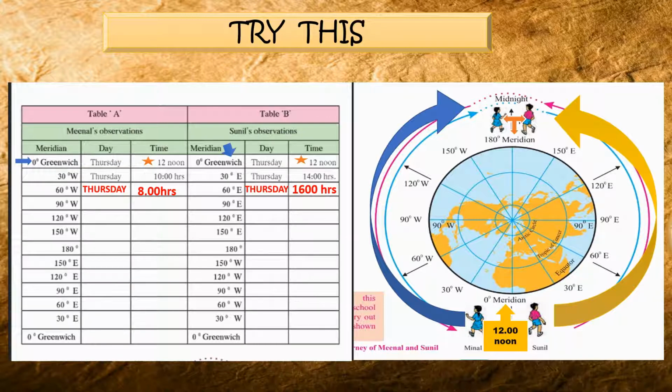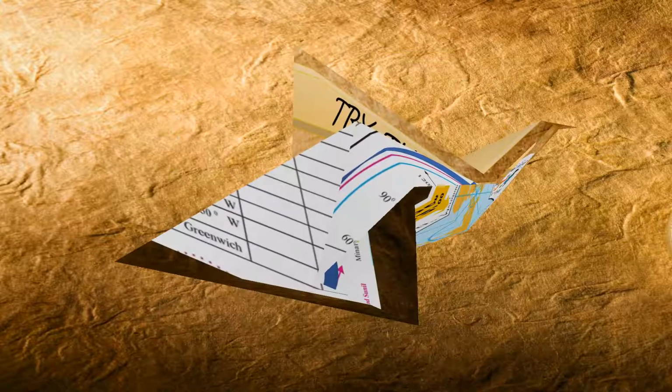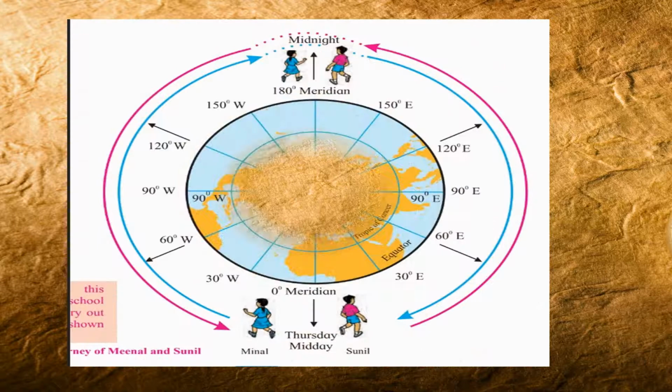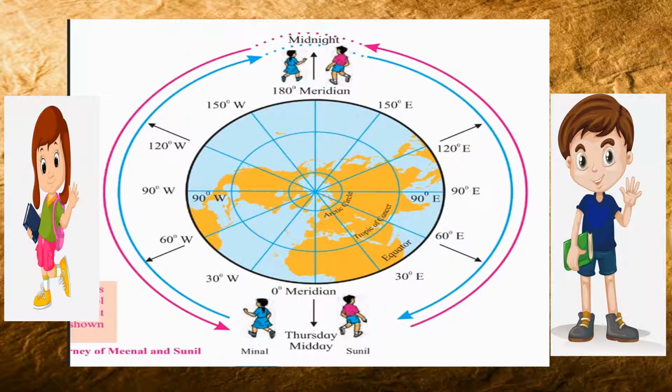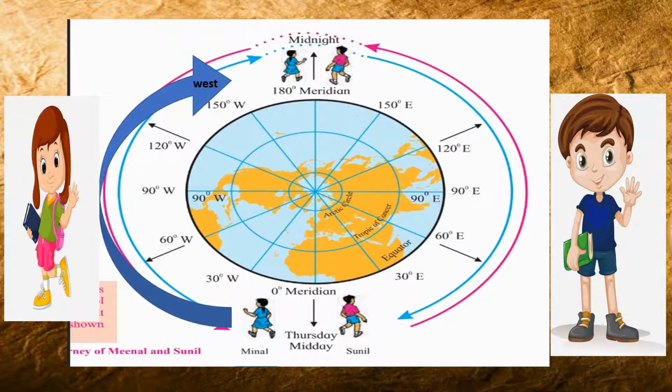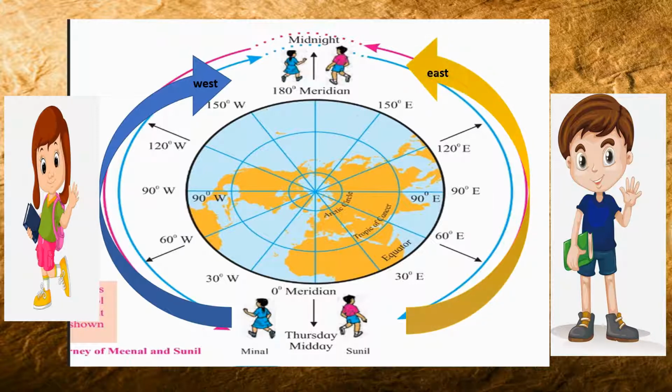So what happened here? Both of them were confused. To solve this confusion, let's see the activity. Students, you can see in this image the journey of Meenal and Sunil. As you can see here, Meenal is going towards the western direction, whereas Sunil is going towards the eastern direction.